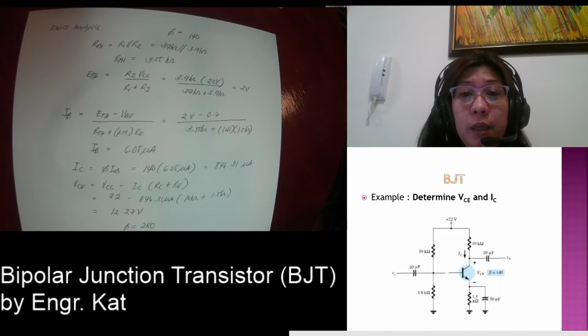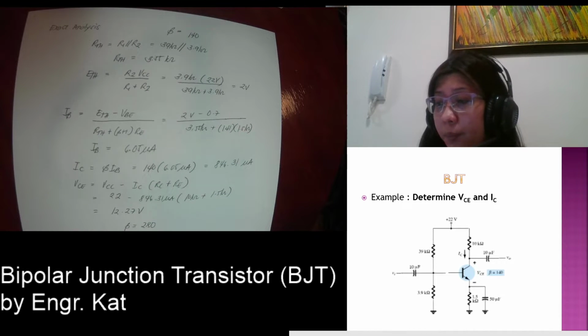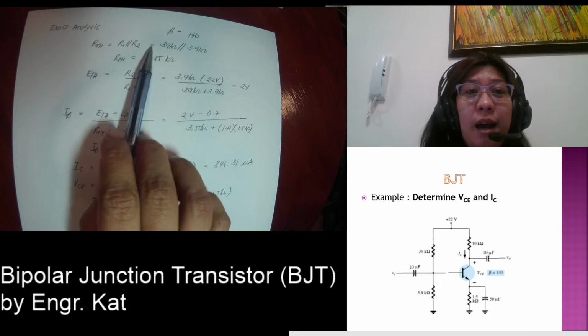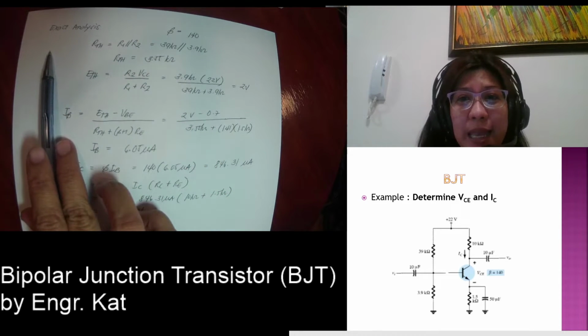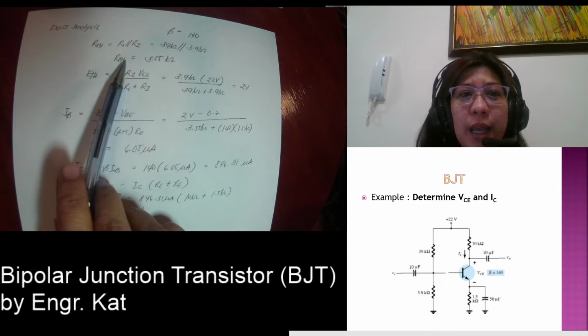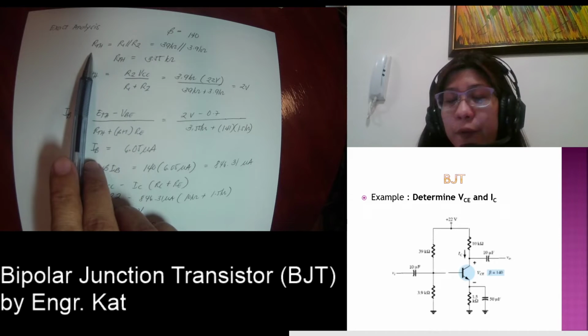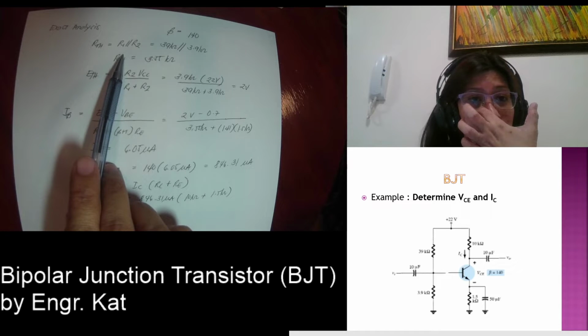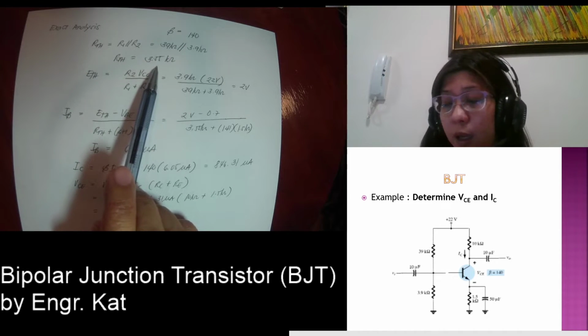So first, using beta, which is equal to 140, and then using the exact analysis first. So using the exact analysis, what do we do? We solve for RTH. So RTH is R1 parallel R2. So we are given 3.55 kilo ohms.